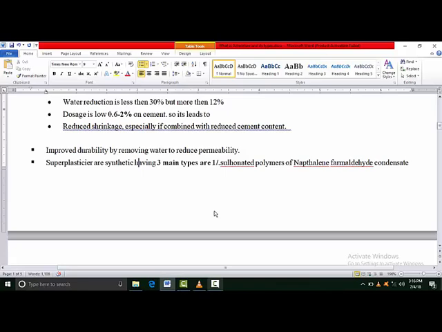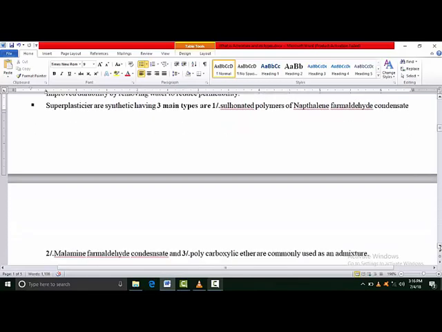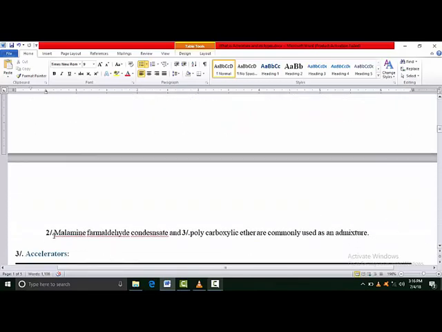So superplasticizers are synthetic, having three main types. Superplasticizer that we use, there are three main types: sulfonated polymers of naphthalene formaldehyde condensate, this is the name of some superplasticizer; melamine formaldehyde condensate; and polycarboxylic ether. Okay, these three types are used as a superplasticizer.